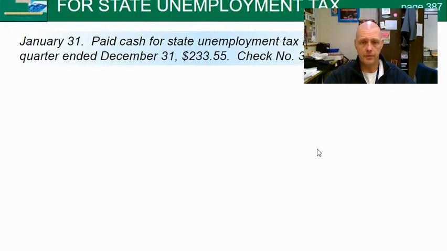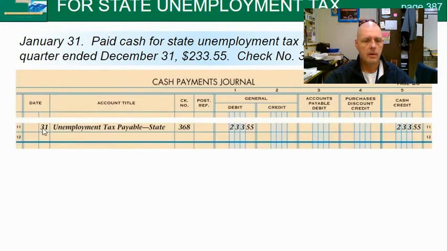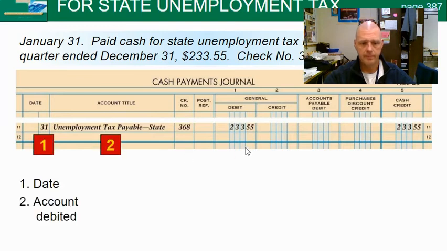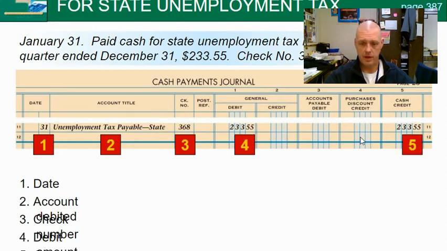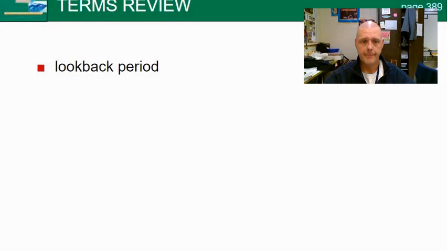Doing the same thing for state. Paid cash, liability. State unemployment for us obviously is going to go to Minnesota, so same deal. Plug in your date, your account debited, your check number, debit amount, check amount. We're going to ignore the look back period. That's above our pay grade. We don't need to worry about that.